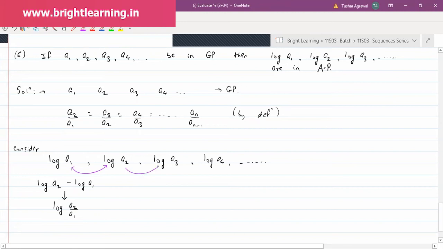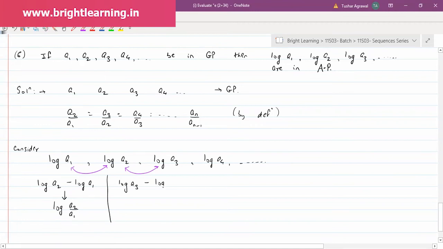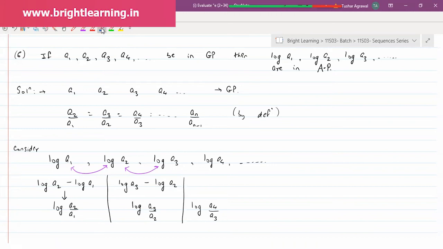The difference of the next two successive terms will be log of A3 minus log of A2, which equals log of A3 upon A2, then log of A4 upon A3. Each of these differences is equal because A2 upon A1, A3 upon A2 are equal, so their logs will be equal. Yes or no?